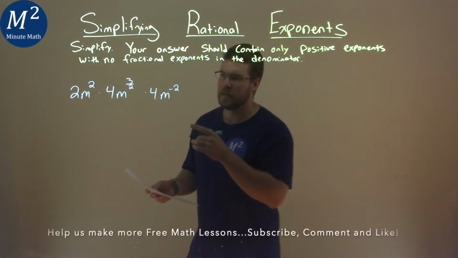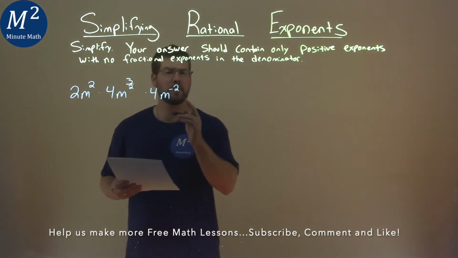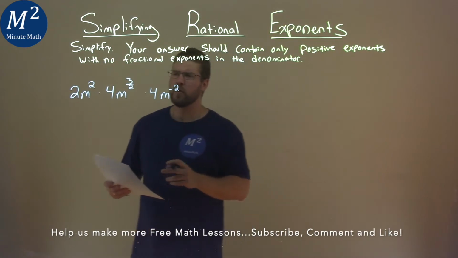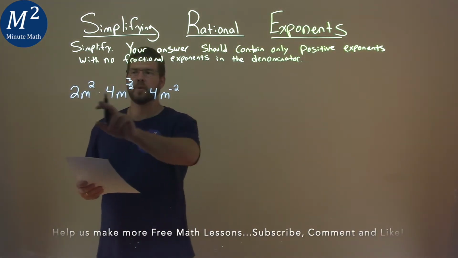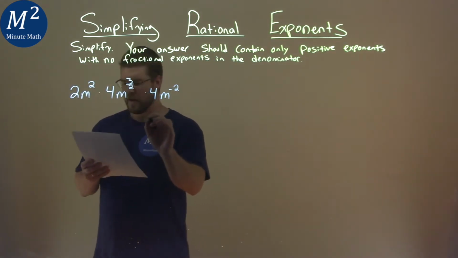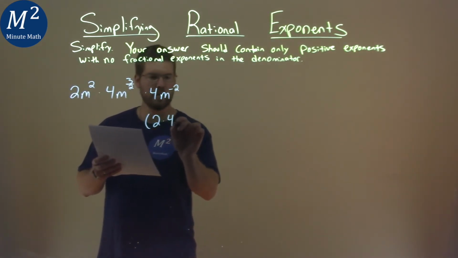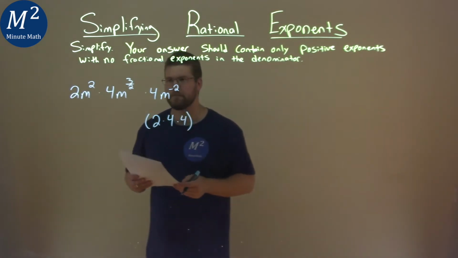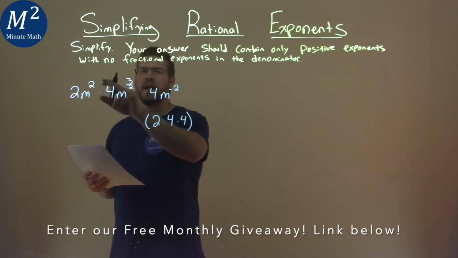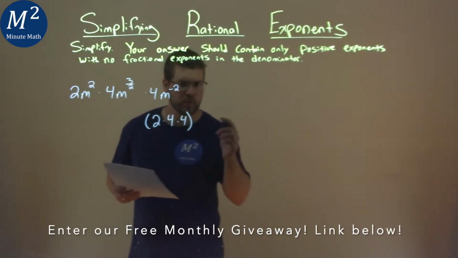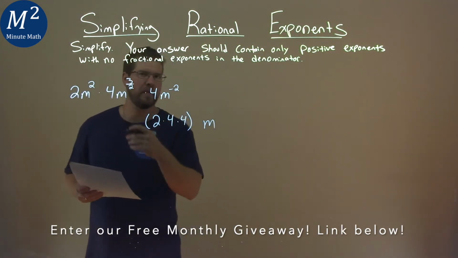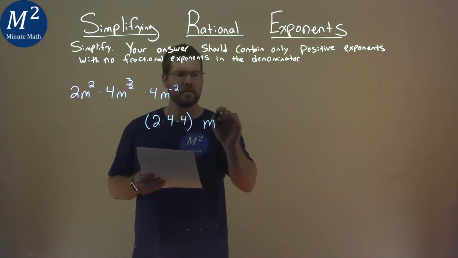2m squared times 4m to the third power times 4m to the negative 2 power, and we have to simplify. First, I notice there's a coefficient in front of each one of these: 2, 4, and 4. We're multiplying them, so I'm going to rewrite that as 2 times 4 times 4. Then we have just m's, all being multiplied, with different exponents. Our rules tell us we take that m as a base, and since they're all being multiplied, we add the exponents.